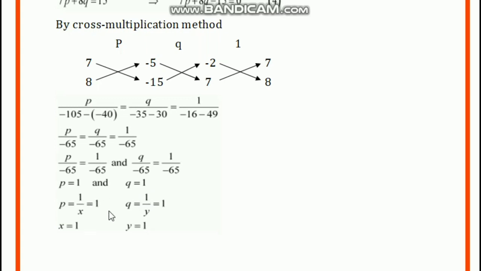So 1 divided by x is equal to 1. Then what is the value of x? Take the reciprocal. So the reciprocal of 1 by x is x. The value of x is equal to 1. Then 1 by y equal to 1. What is the reciprocal of 1 by y? Y. So the value of y equal to 1. We found the answer. Okay, so the solutions are x is equal to 1 and y equal to 1.